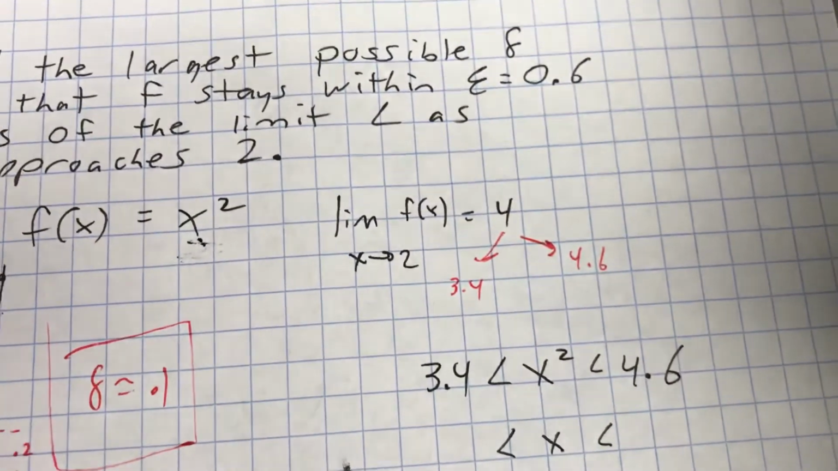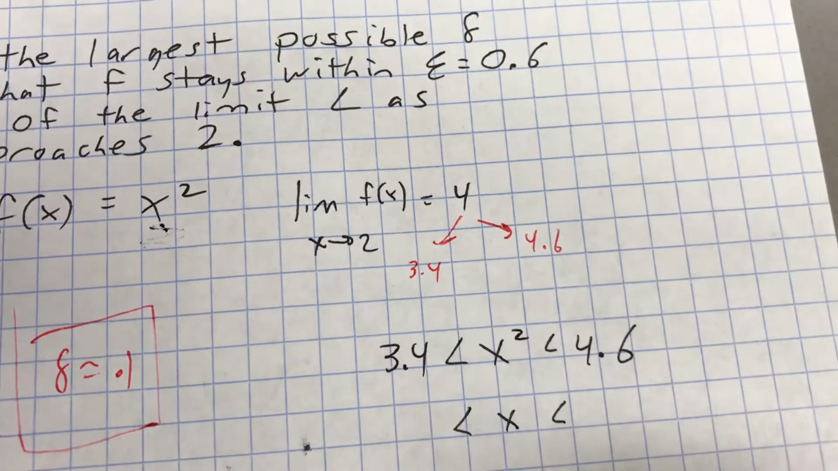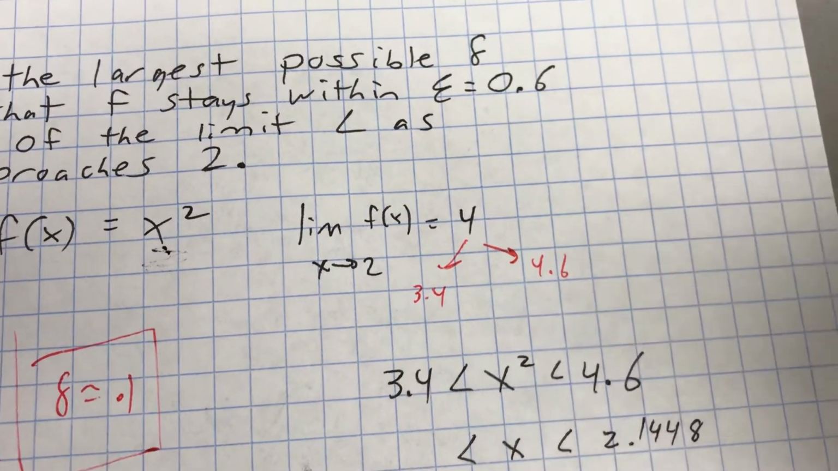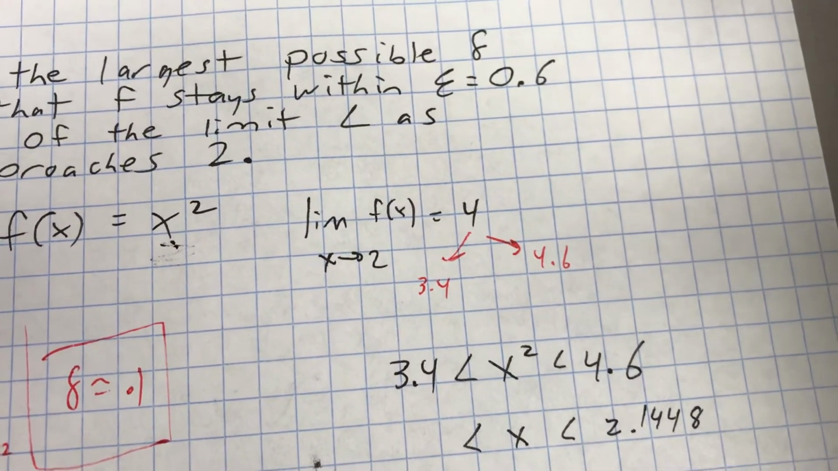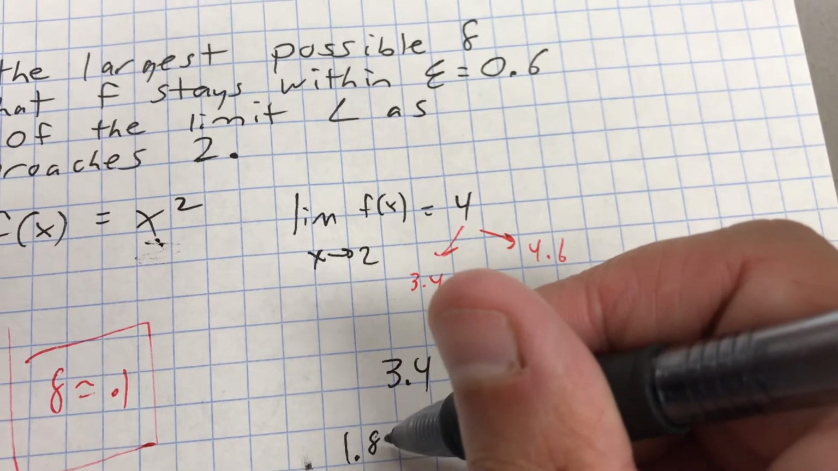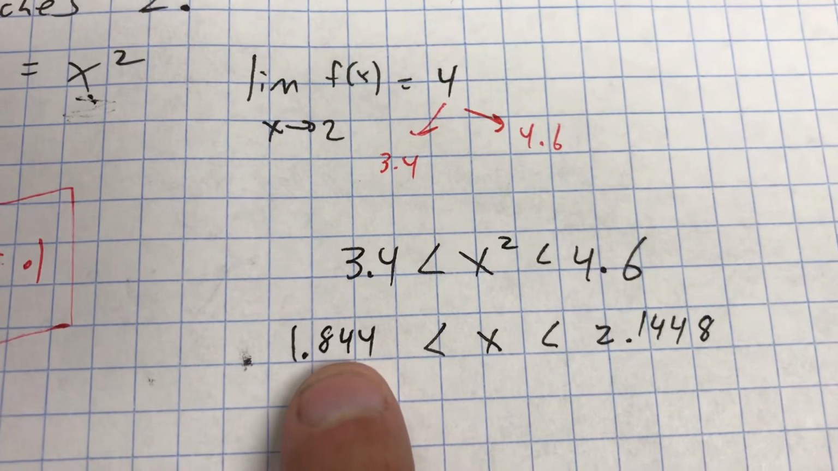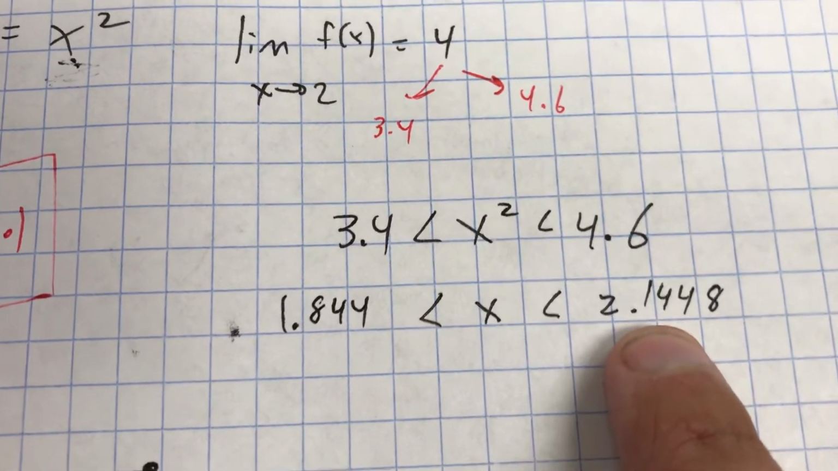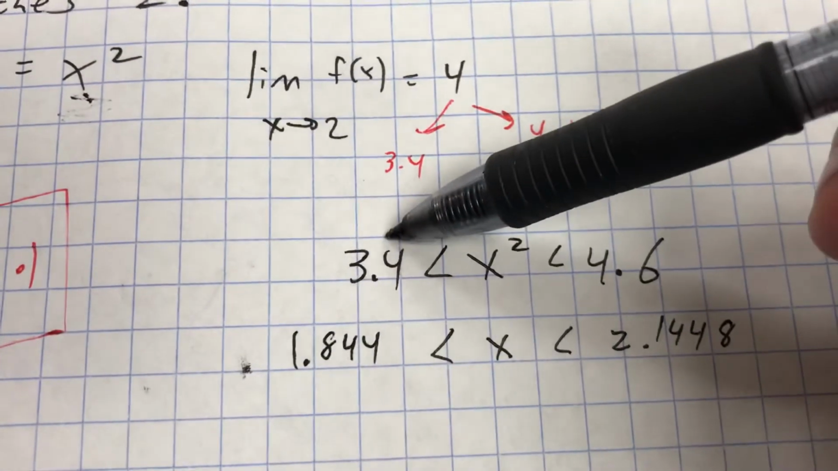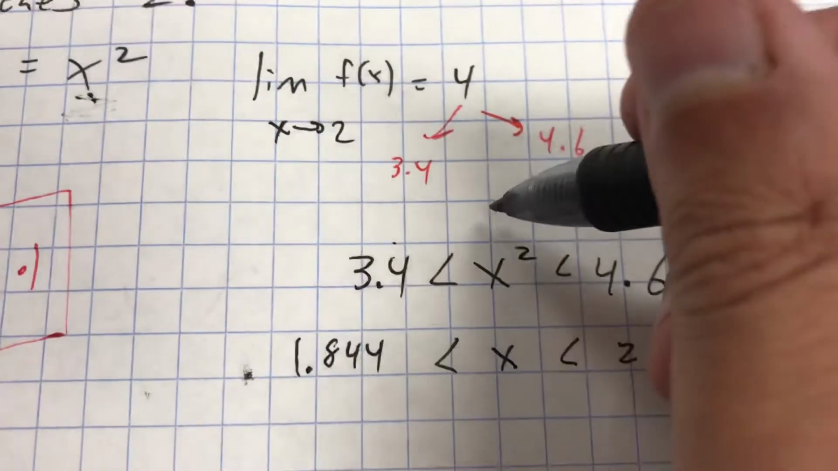This means I really want my x value to be between the square root of 4.6, which is going to be about 2.1448, and the square root of 3.4, which is about 1.844. So basically this says if I keep my x value between about 1.844 and about 2.1448, my function value will stay between 3.4 and 4.6. In other words, it'll stay within 0.6 units of the limit of 4.